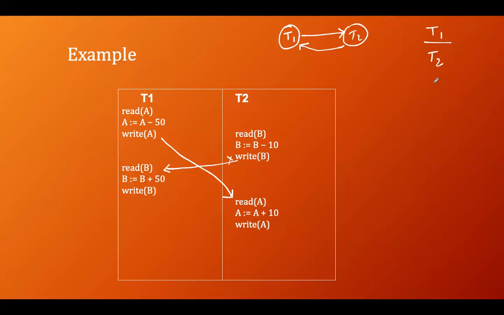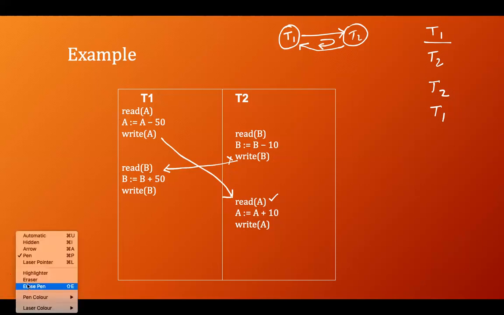In the same way, if T2 is performed first and then T1, then this read will be done from the database, not from the transaction's updated data. So here also we have the problem. So you can see in a precedence graph, if we are getting a cycle, then we can say that conflict serializability does not exist. Okay.